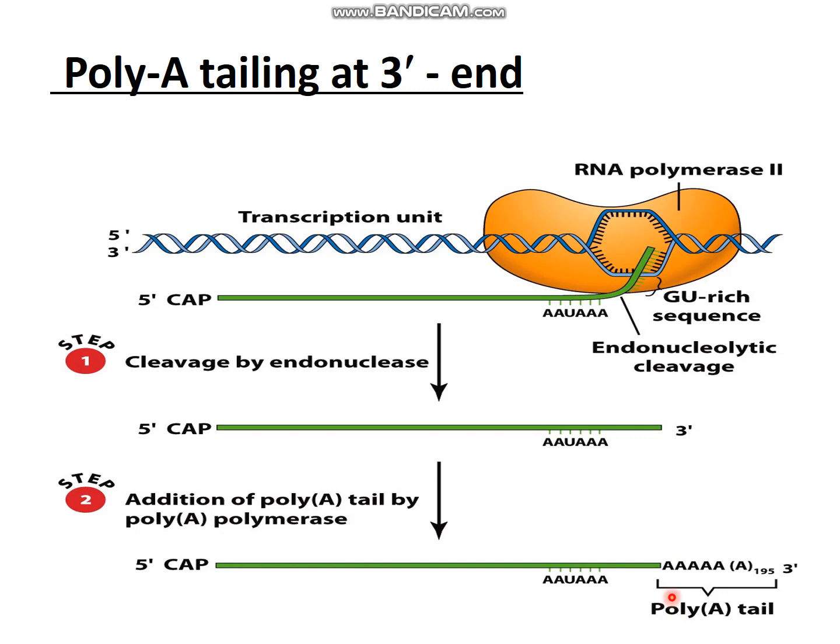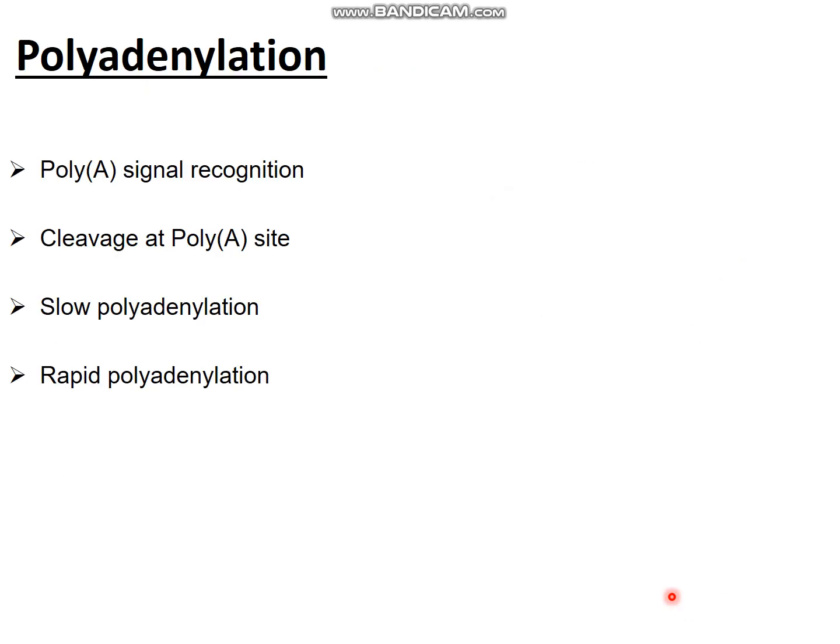Now, what's the need for polyadenylation? Just as the capping provides stability and resistance against degradation, the polyadenylation or the poly-A tail also provides the mRNA with stability and keeps it away from degradation. Now let's study exactly the mechanism of polyadenylation.